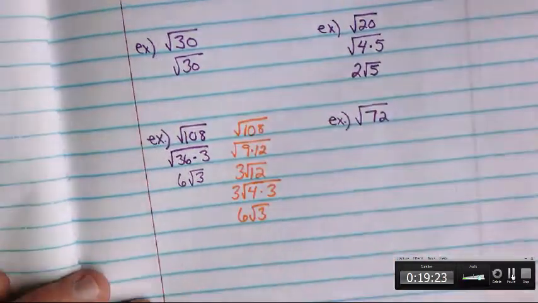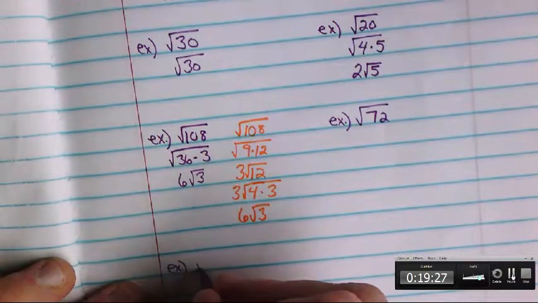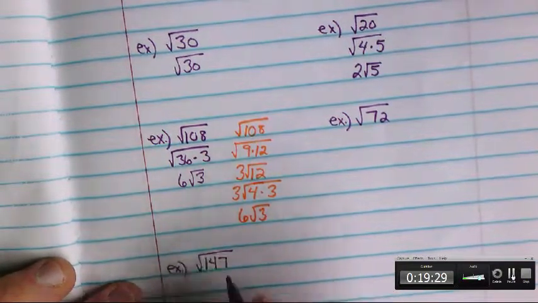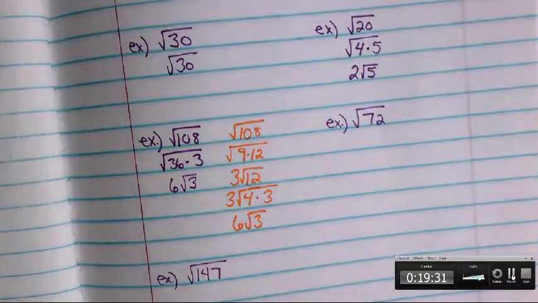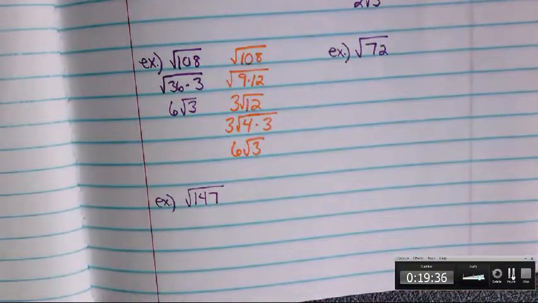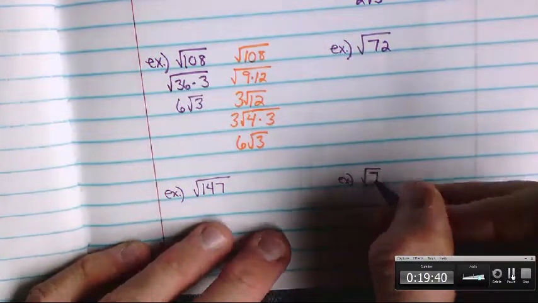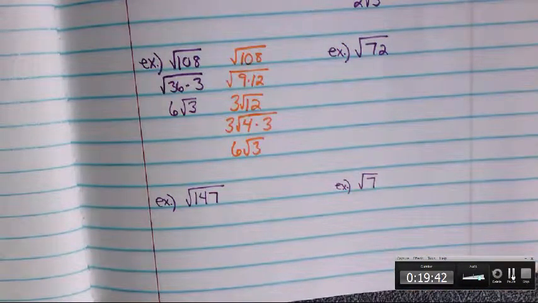Square root of 72. Square root of 147. And the square root of 7. Do those 3 on your own. Take 2 minutes. Shouldn't take that long.